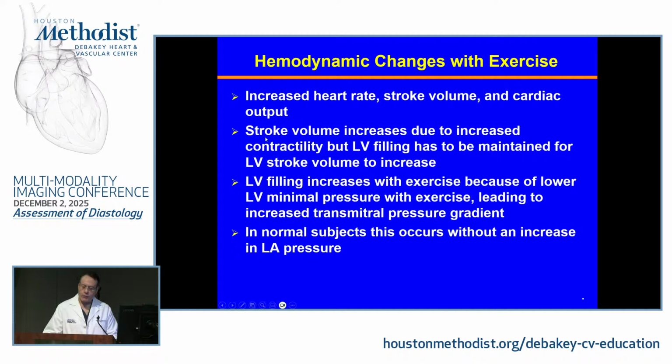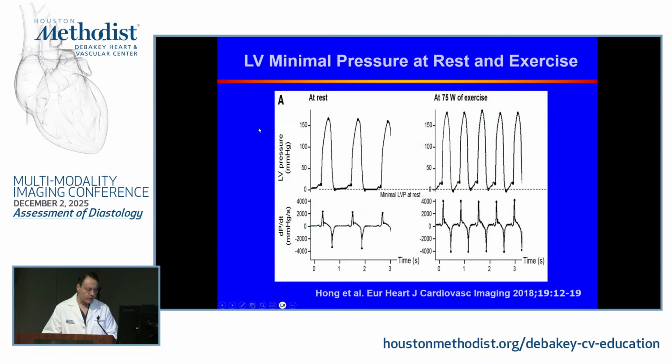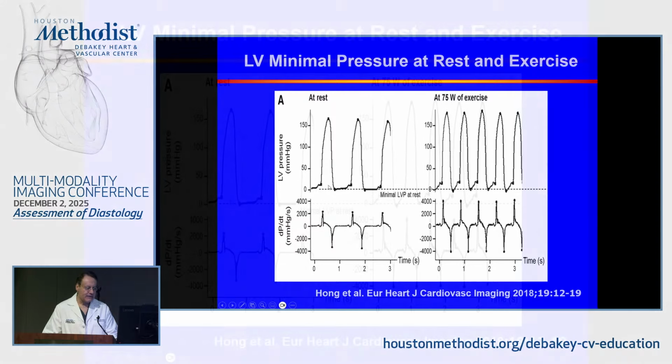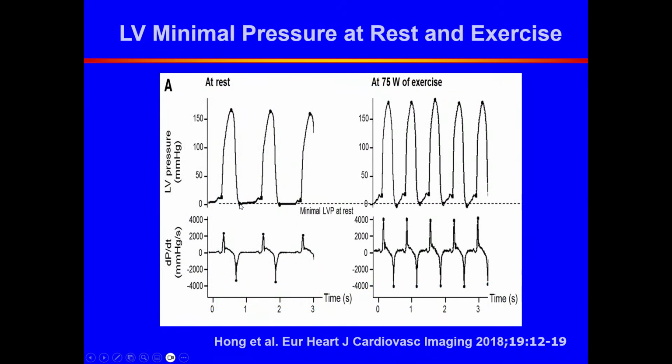And that happens without an increase in left atrial pressure. This is an example from a patient who's doing a supine bike exercise at rest, 75 watts. Notice the ventricular systolic pressure goes up with exercise as expected. The minimum pressure is 0 at baseline, becomes sub-atmospheric with exercise.